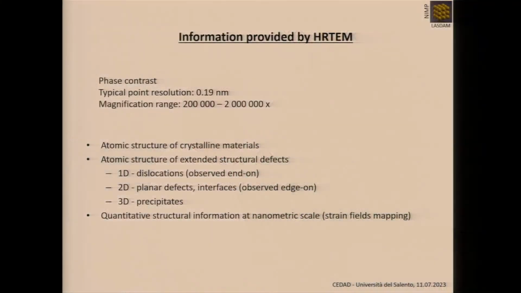We are now talking about phase contrast. The typical point resolution is around 2 angstrom. The magnification range is above 200,000 times. And this time we are able to obtain atomic structural information about crystalline materials, also information about the atomic structure of extended structural defects, such as dislocations when observed head-on.